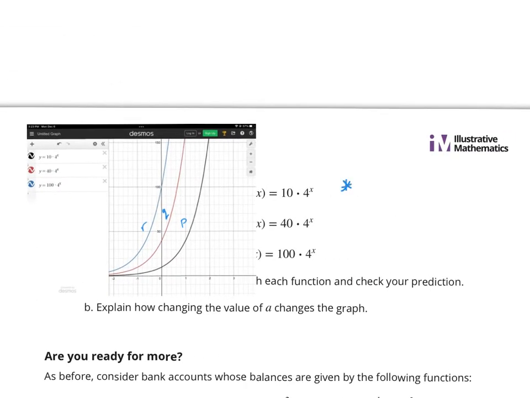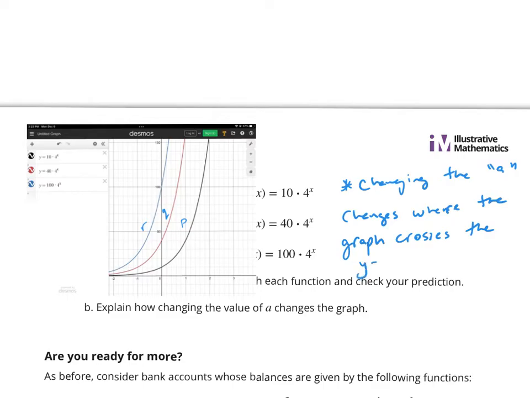So changing the a value changes where the graph crosses the y-axis, sorry.